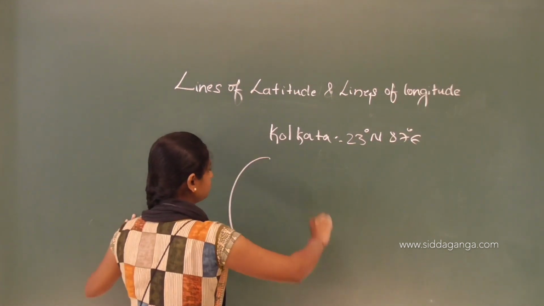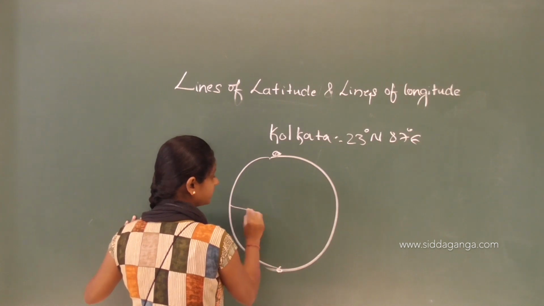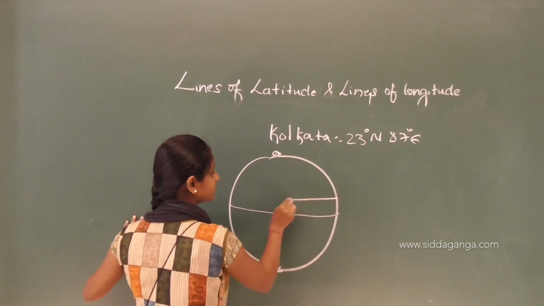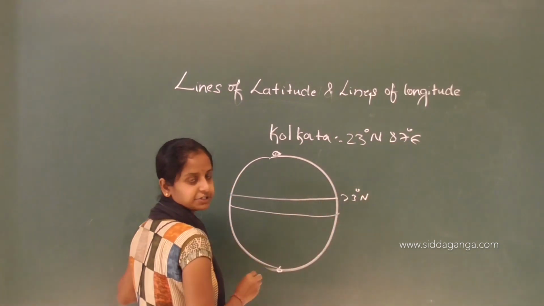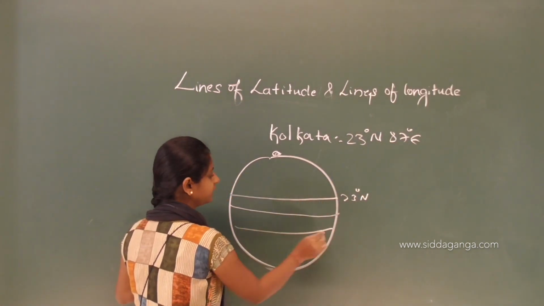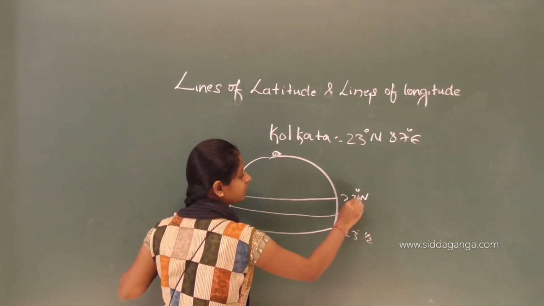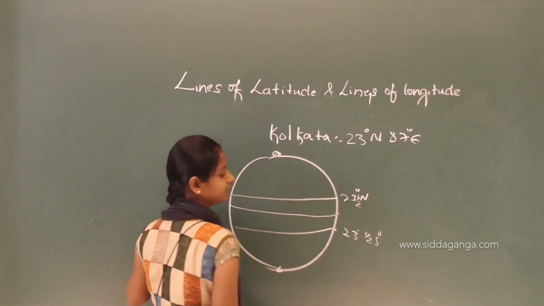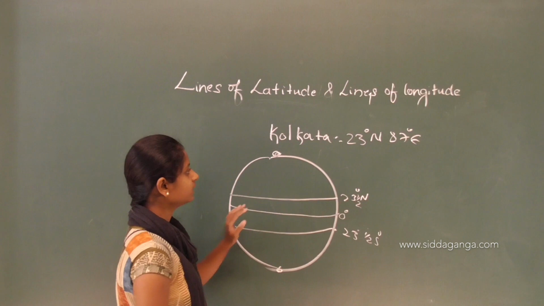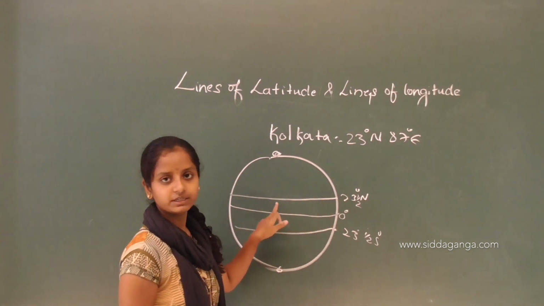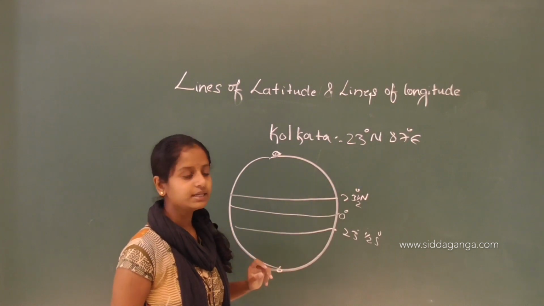So this is a globe, this is the North Pole and this is the South Pole, this is the equator, and this is 23 and a half degree north latitude and this is 23 and a half degree south latitude, and this is 0 degree, the equator. Now we have located 23 degrees north. Now we should find 87 degrees east.